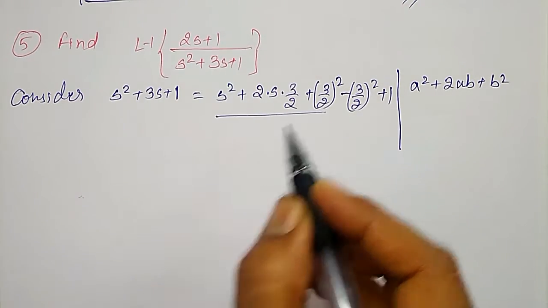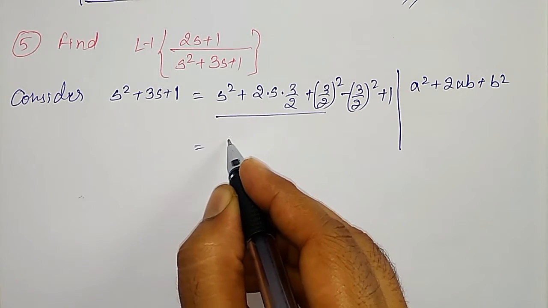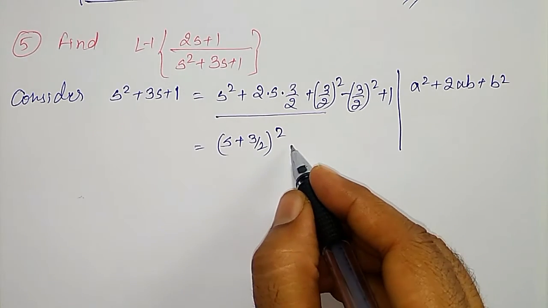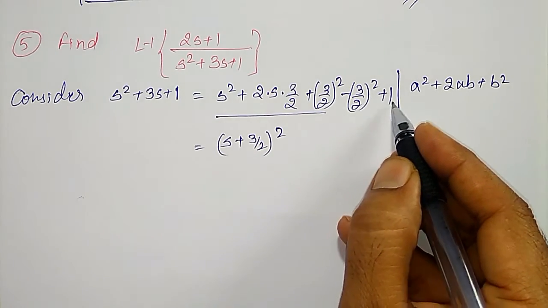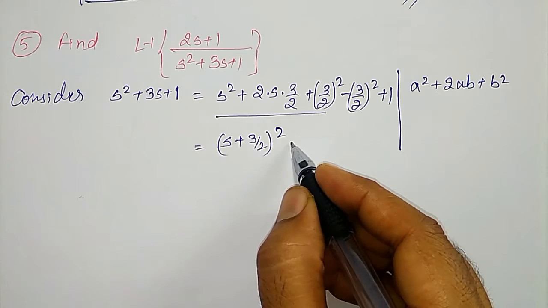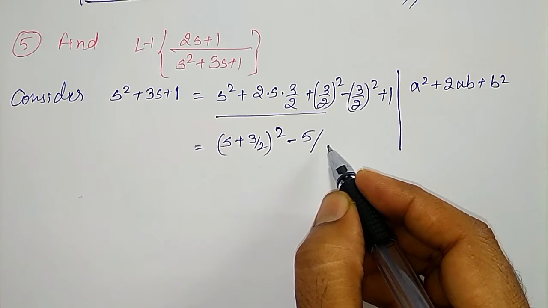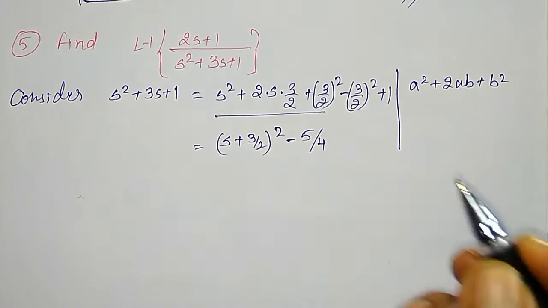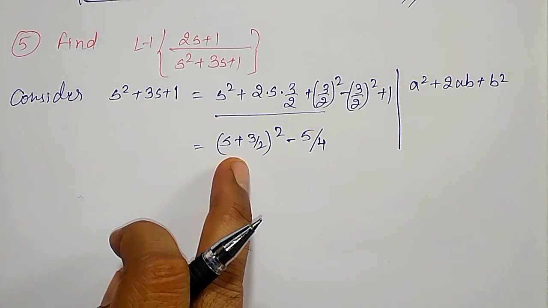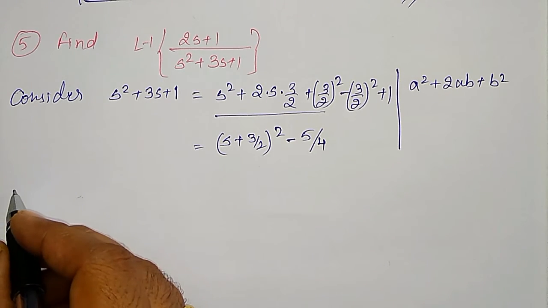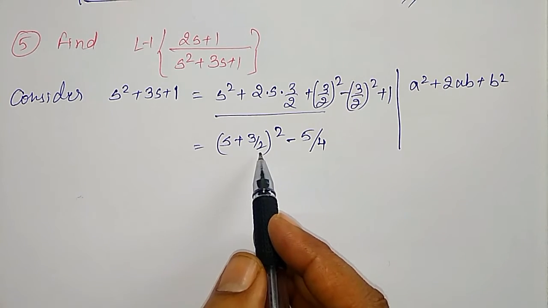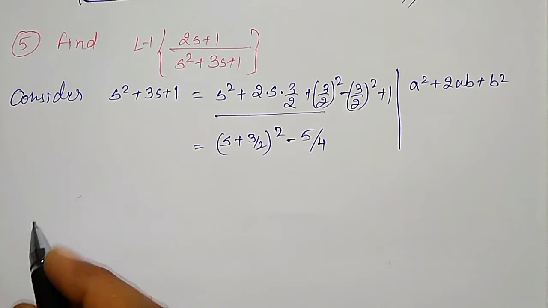Then combining the first three terms I can write it as s plus 3 by 2 the whole square, and the LCM here is 4, that is minus 9 plus 4, minus 9 plus 4 will become minus 5 by 4, correct? Minus 5 by 4. This is the adjustment of this. Then using this denominator here, inverse Laplace transform. One thing I will also do: now the denominator is in terms of s plus 3 by 2, the numerator I will also adjust in terms of s plus 3 by 2.